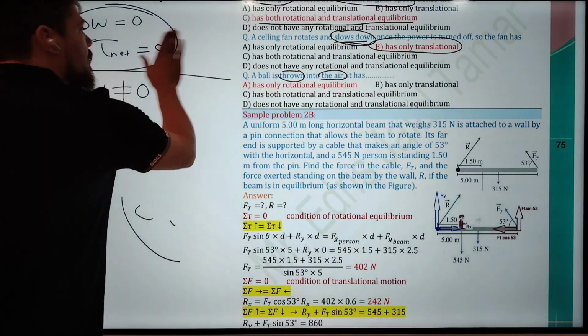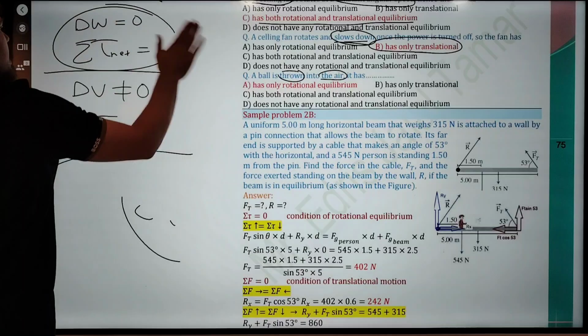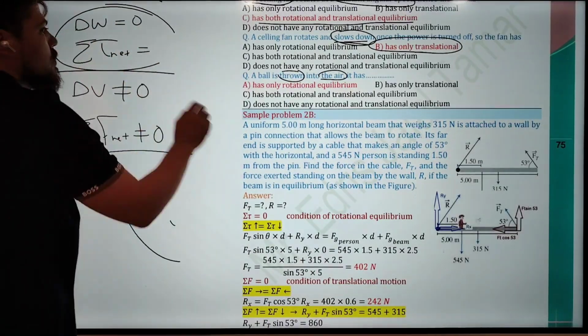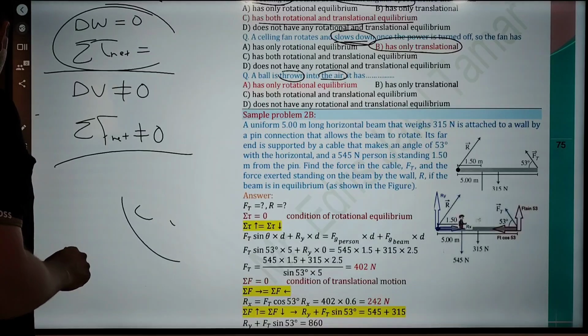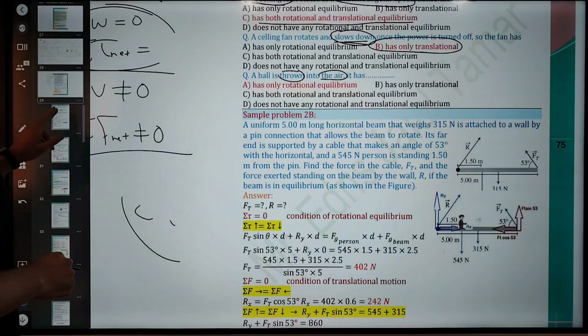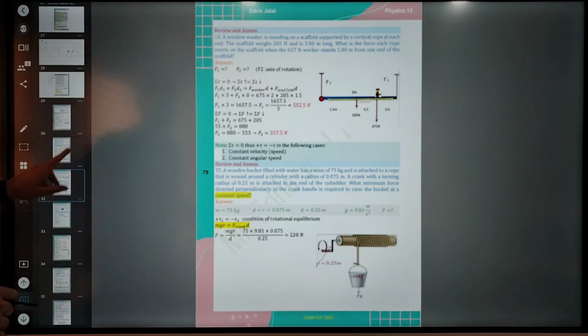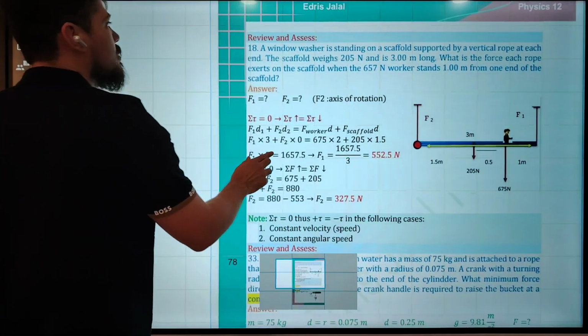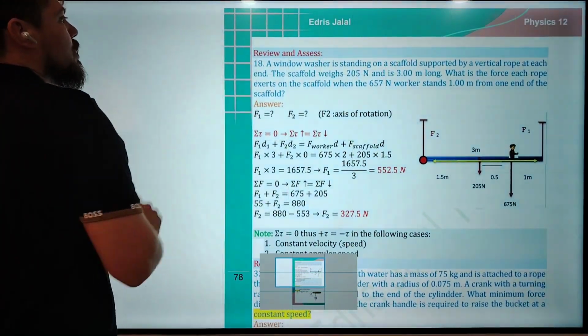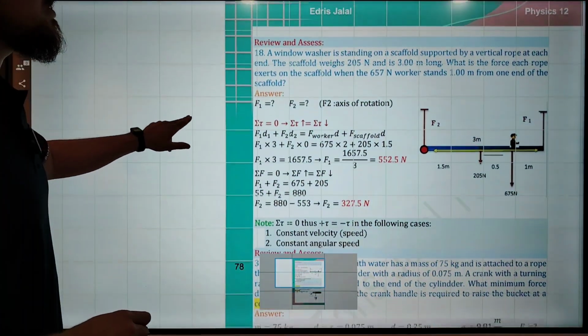Okay? Let's solve the questions that are related to translational and rotational equilibrium. But we are going to start from question 18 in the chapter review. After that, we go back to the sample problem and the practice. Okay? Look at this question.